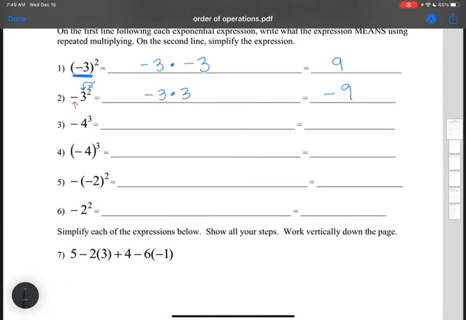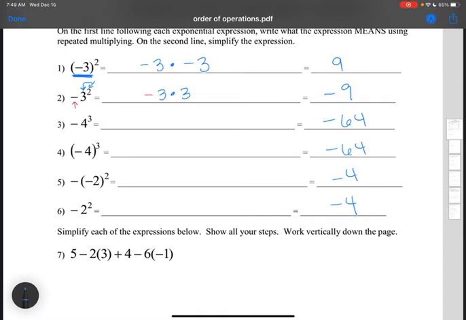Okay, go ahead and hit pause on this screen. Let me write in the answers first. So I want you to put in the work for 3 through 6. Try to do the work. The final answer should end up being -64 here, -64 here, -4, and -4.